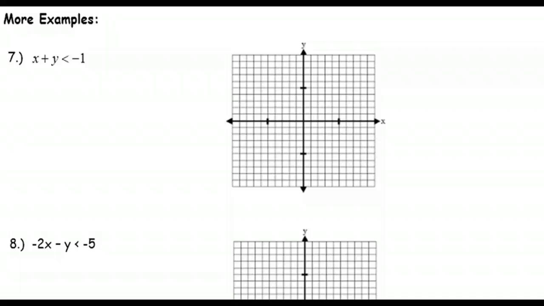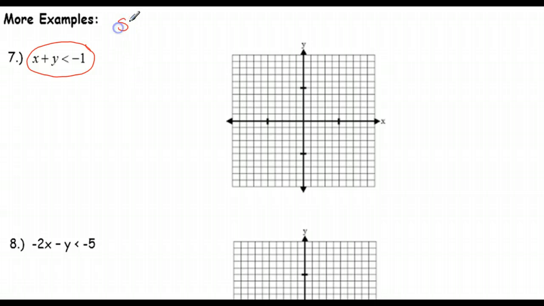All right, let's look at some more examples. These examples are a little bit more complicated. These equations have both x and y variables, which means we're going to rewrite these inequalities in slope-intercept form. Let's look at the first example. X plus y is less than negative 1.